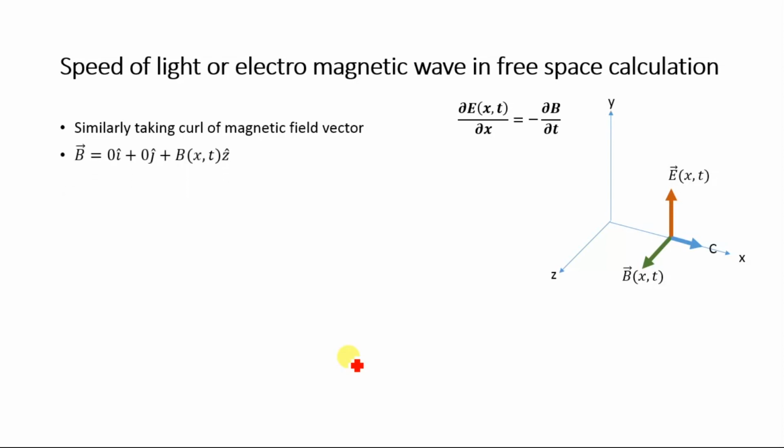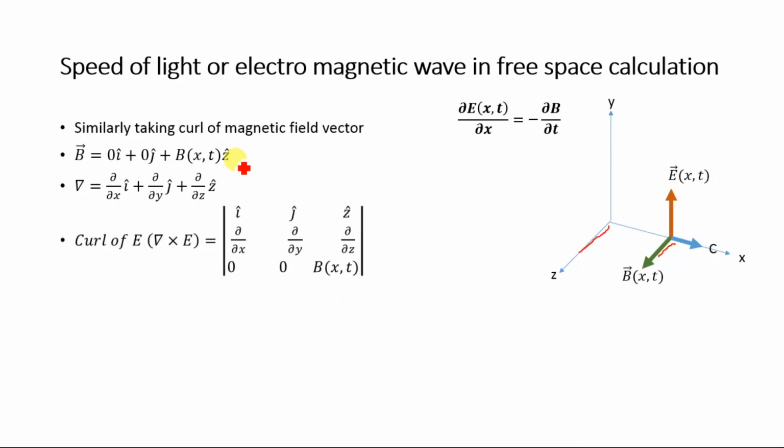Now similarly, taking the curl for the magnetic field. From this diagram, the magnetic field is only in the z-axis. Here you can see this is perpendicular to the electric field and is only in this z dimension. So we have the magnetic field vector equal to 0i plus 0j plus B(x,t) into k, where k is the unit vector. Now taking the curl of this magnetic field B.